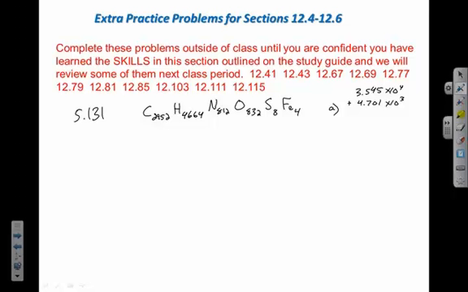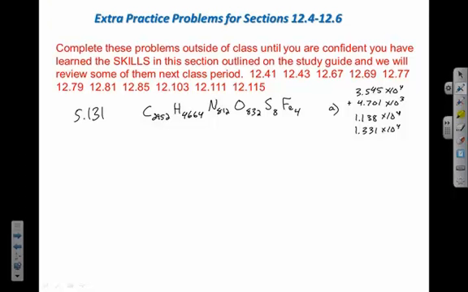And then I'll do the nitrogen, 812 times 14.01 gives me 1.14, 4 sig figs, 1.138 times 10 to the fourth. For the oxygen, 832 times 16.00 is 1.331 times 10 to the fourth.